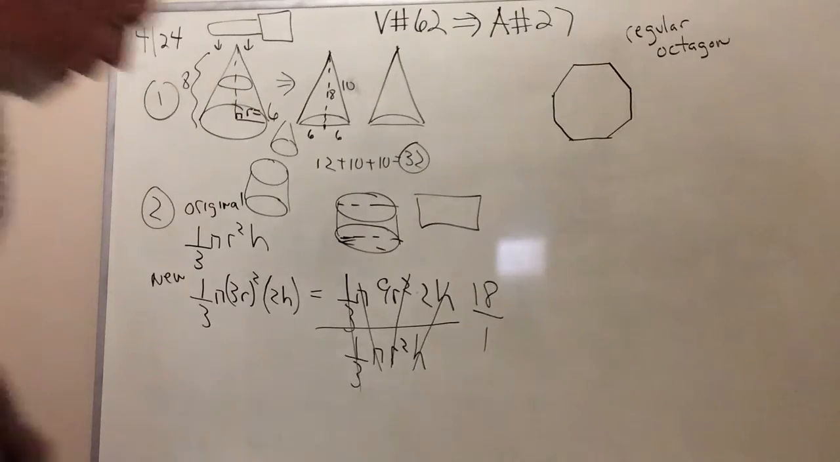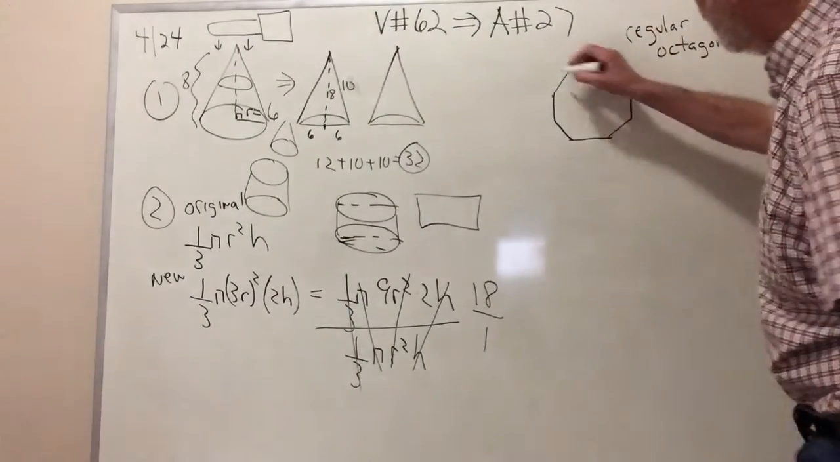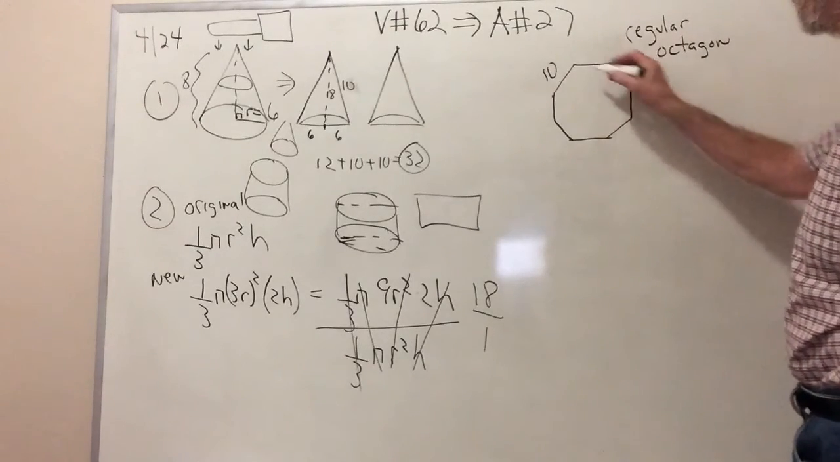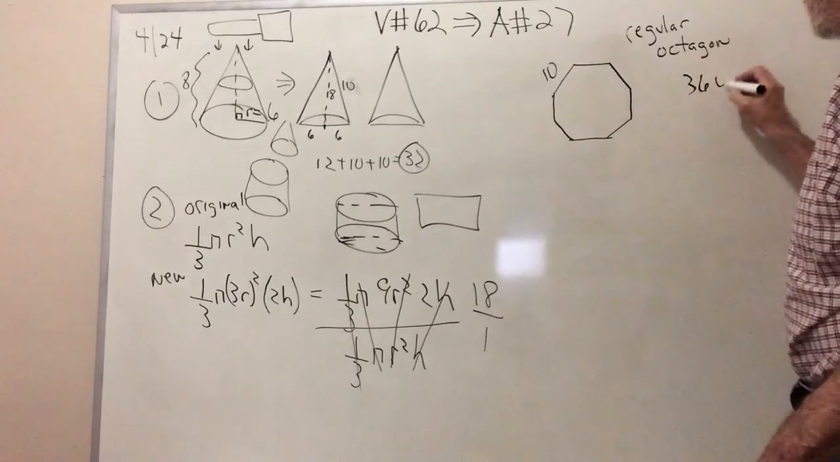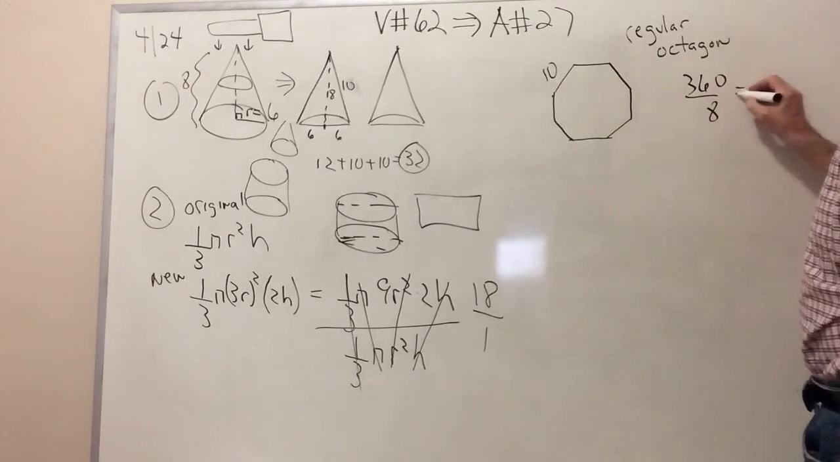Okay. So now we go on to this next problem. There will be one octagon on your test, so I thought I'd try to help you here. A regular octagon, like I told you, means the sides are congruent and all the angles are congruent. What are the angles here? 360 divided by 8, and that would be 40.